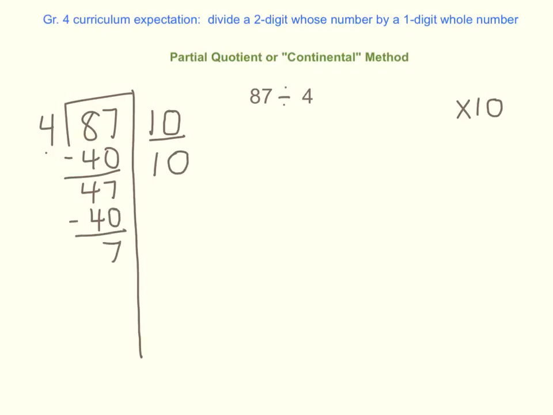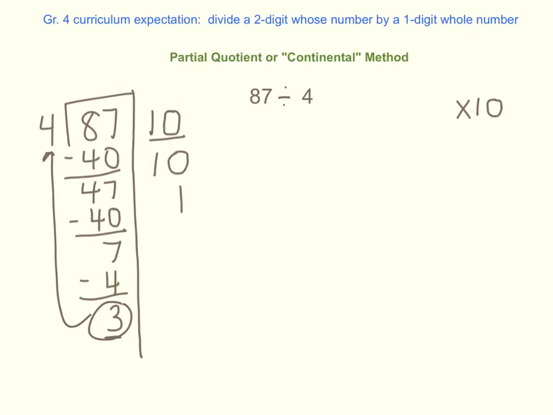Now I know that I can't pull 10 more groups out because 7 is much smaller than 40. I do know that I can pull one more group of 4 out. So I keep track of that on this side, and then over here, I actually go ahead and pull those 4 out. I'm left with 3. Now, the amount that I have left, 3, is smaller than the amount that I need to pull out, 4. So I know that I can't pull any more groups of 4 out.